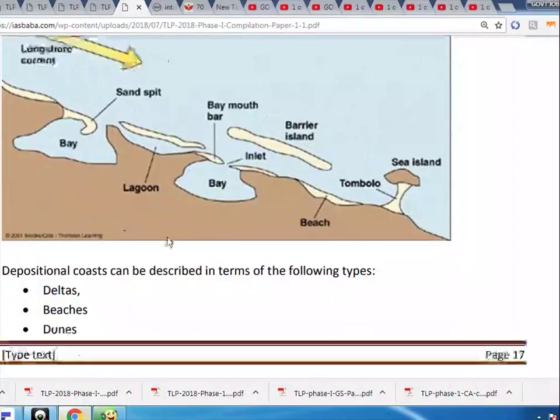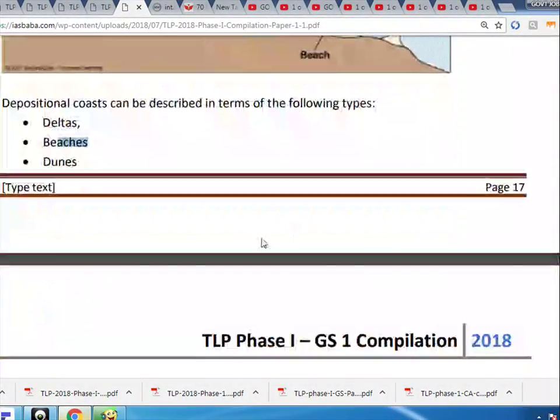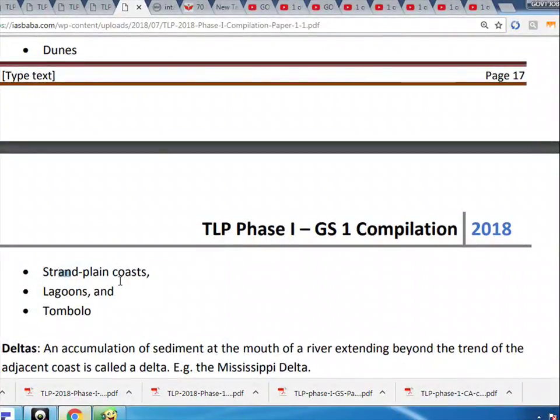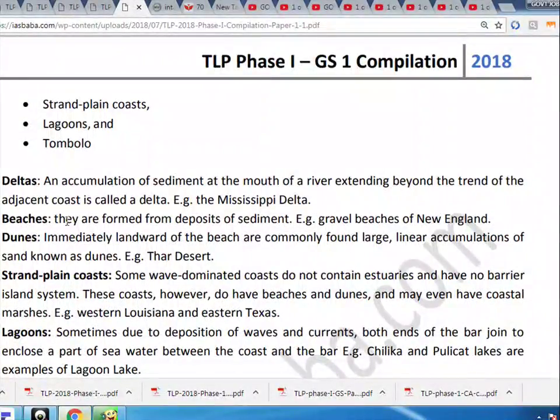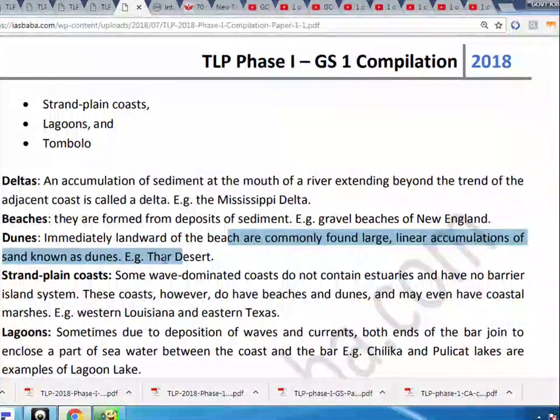TLP Phase I, GS1 Compilation 2018, Page 18. Strand plain coasts, lagoons, and tombolo. Deltas: an accumulation of sediment at the mouth of a river extending beyond the trend of the adjacent coast is called a delta, e.g. the Mississippi Delta. Beaches. They are formed from deposits of sediment, e.g. gravel beaches of New England. Dunes. Immediately landward of the beach are commonly found large, linear accumulations of sand known as dunes, e.g. Thar Desert.